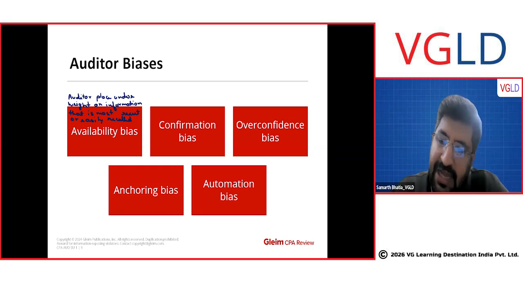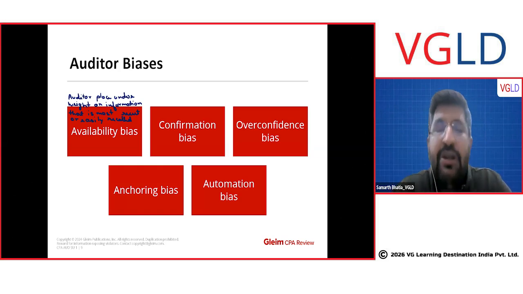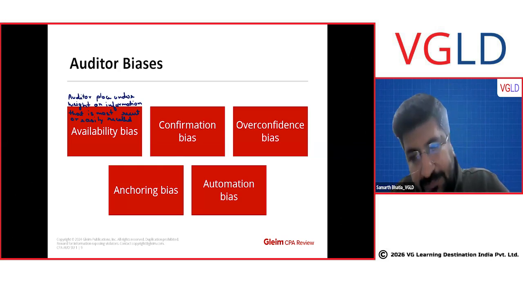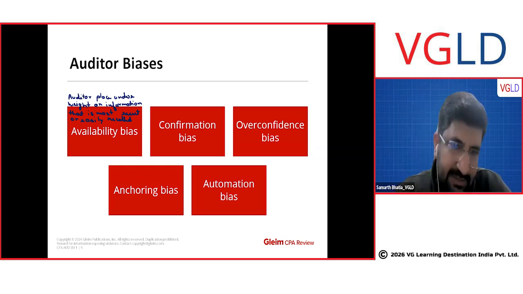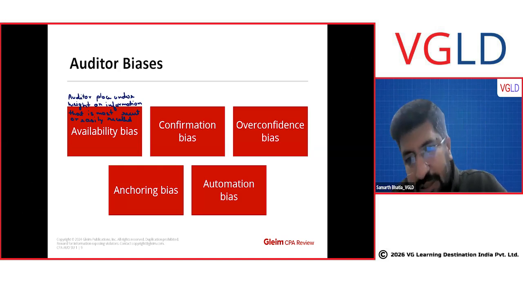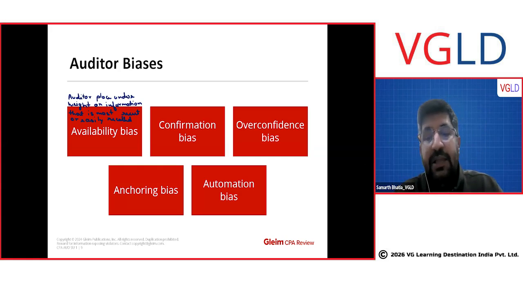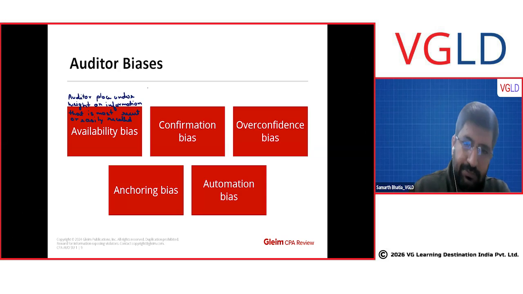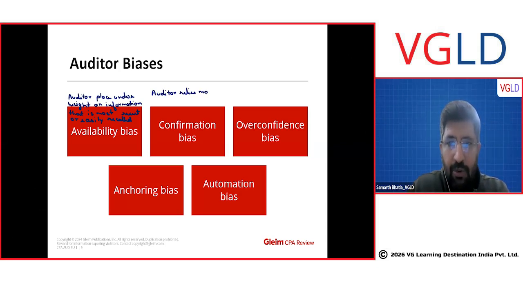Confirmation bias means the auditor seeks more evidence that confirms their initial assessment and ignores the contradictory evidence. They make a confirmation, and according to the confirmation, they make sure about the things. So I would say the auditor relies more on evidence that confirms their initial assessment.